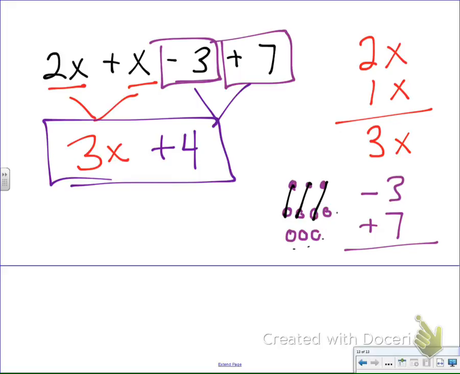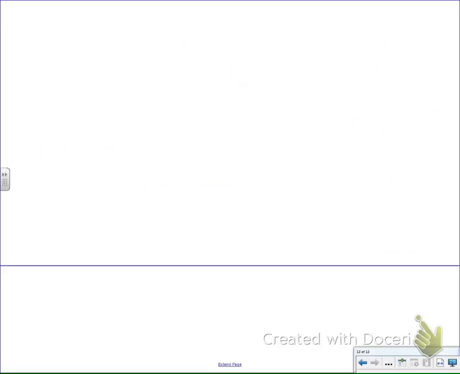Now, sometimes it's not going to be that easy. Sometimes they're going to mess them around and they're not going to be right next to each other, so we may have something that looks like this. Say -6x plus 8 minus x plus 9. Right? So now not everything's all together, but that's okay. We're still going to do the same process.